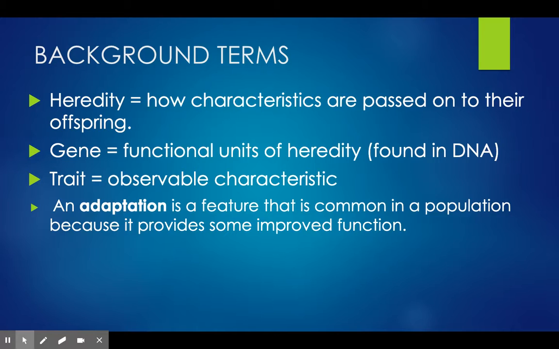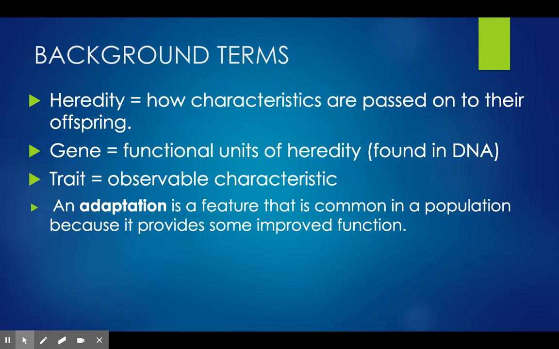So whether sexual or asexual reproduction happens, you have to be able to pass on your genes to your offspring. Let's talk about what a gene is. A gene is a functional unit of heredity. So it's found in DNA. It's kind of this broad term that we use when we talk about heredity, and it's the main unit of heredity.